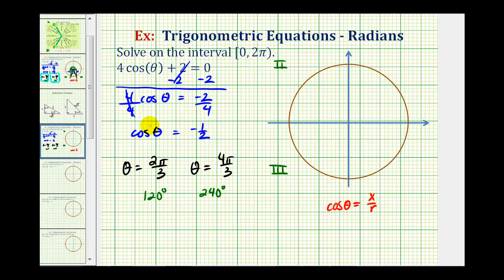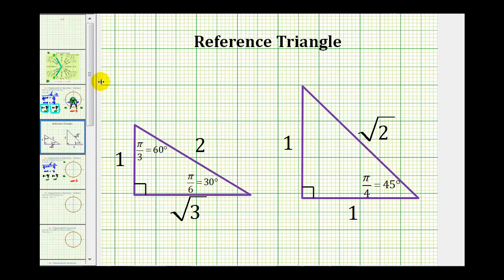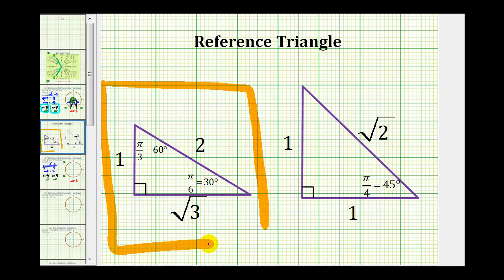Let's also discuss how we can find our solutions using reference triangles. If we ignore the sign for a moment, having a cosine function value of 1/2 should remind us of a 30, 60, 90 reference triangle, where cosine pi over 3 radians, or cosine 60 degrees, is equal to the ratio of the adjacent side to the hypotenuse, or 1/2. Which means if we sketch a pi over 3 radians, or 60 degree reference angle, in the second and third quadrants, where cosine is negative, we can also find our solutions.